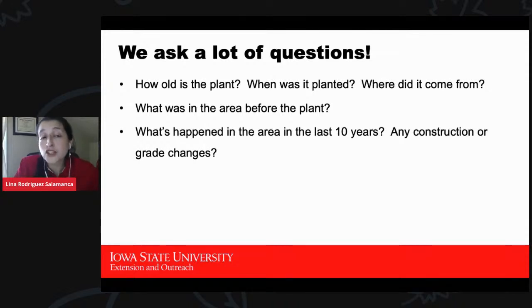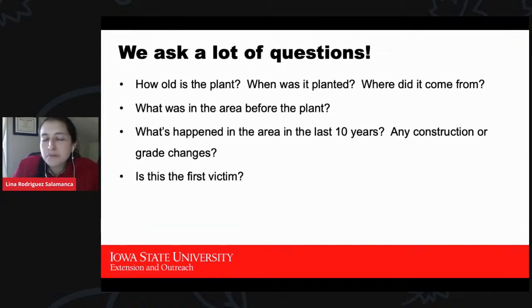Was there any construction or grade changes? And that will be very, very important with trees and shrubs, because any construction that may be close by to a large tree or a shrub may have an important impact on the root system, either injure it on its own or allowing an entryway for pathogens.